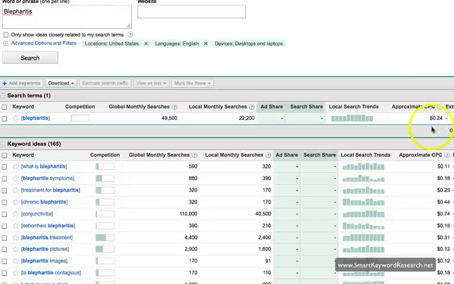But generally, you want to pick a higher cost per click. That should be one half of your decision, a cost per click of at least $1. And then the other half of your decision should be based upon how high this competition bar is. The higher, the better.